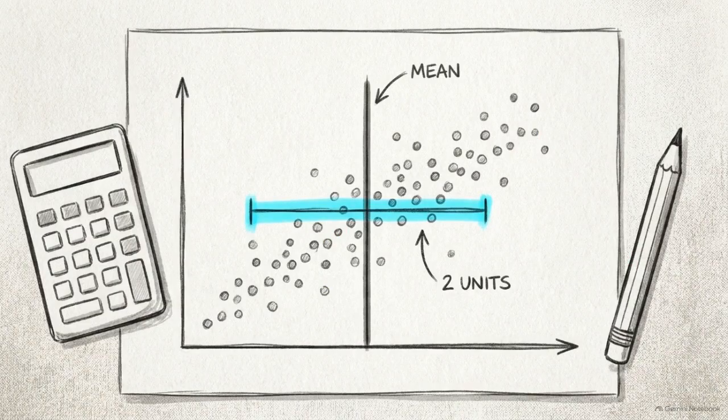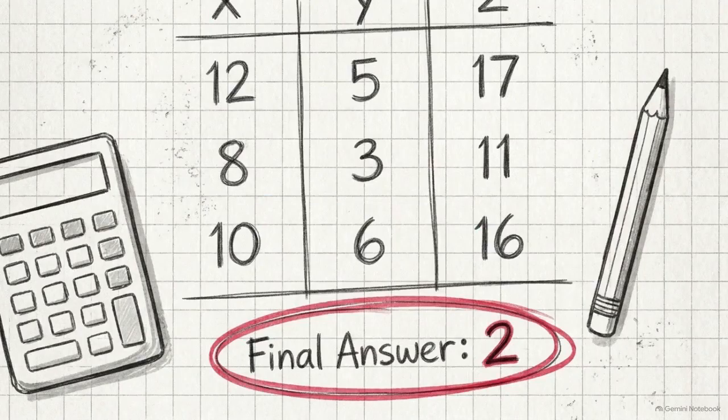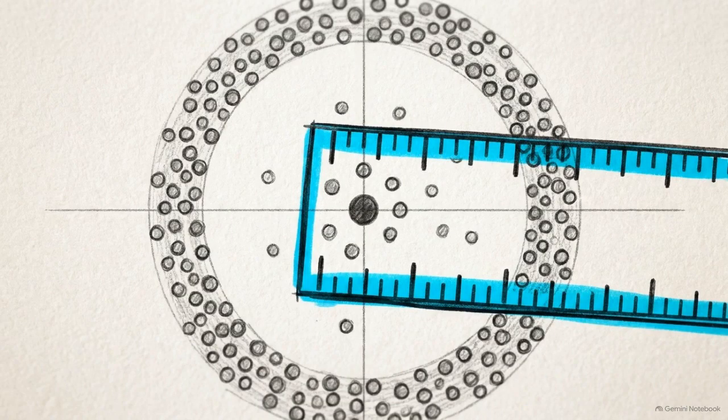We have now calculated a single number that accounts for the distance of every point in the set from the center. You have now built a full dispersion map for this data set. This number 2 functions as a statistical ruler. It tells us the typical distance a data point sits from our mean of 5.